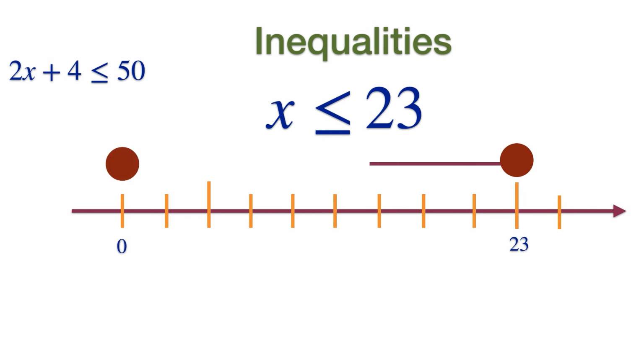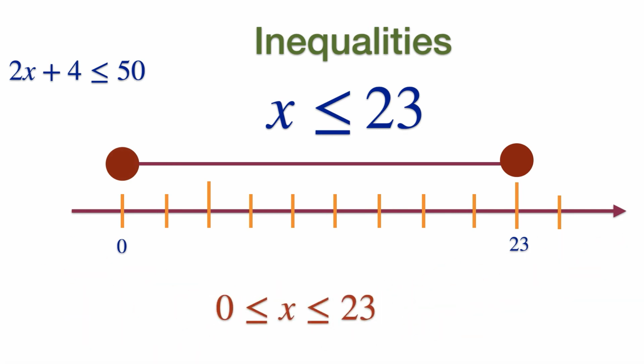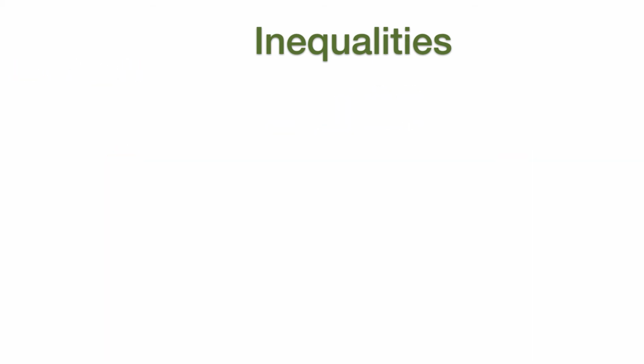Therefore, the value of x is bounded by 0 on the lower end and we can write our final solution as a sandwich inequality. This tells us that given £50, we can travel any number of miles from 0 and up to 23 miles. Have a look at this inequality statement.